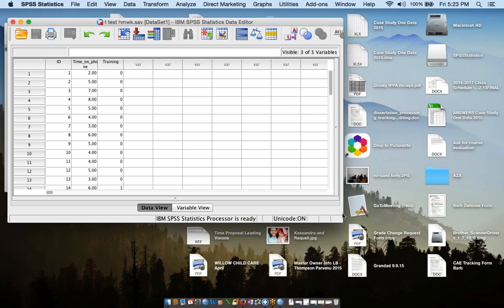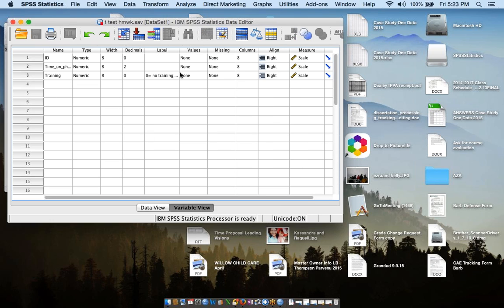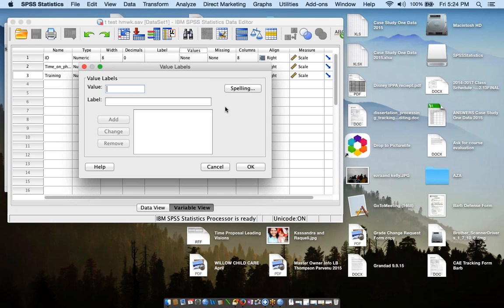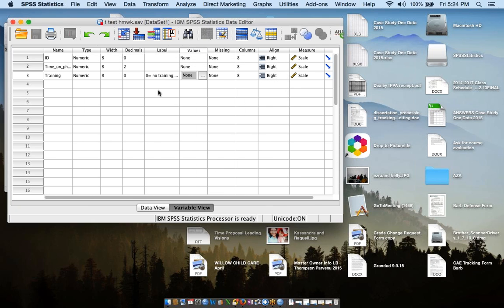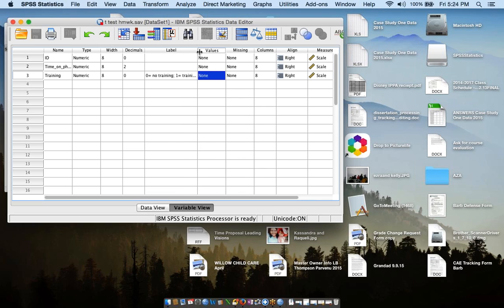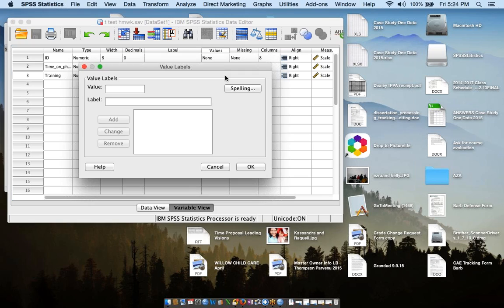I have the data set open, and this has 3 variables. 1 is the participant ID, 2 is the time on the phone, and 3 is whether or not training occurred. I'm going to go to variable view, and actually it tells me right here: 0 training, no training, and that's in the label. That's in the wrong spot, so I'm going to add it here.